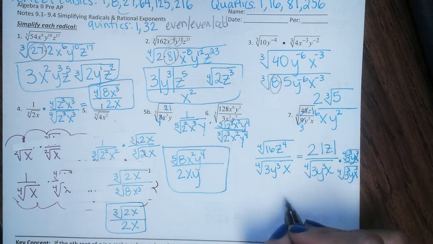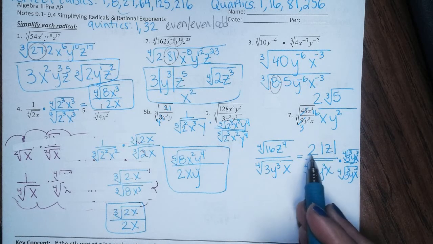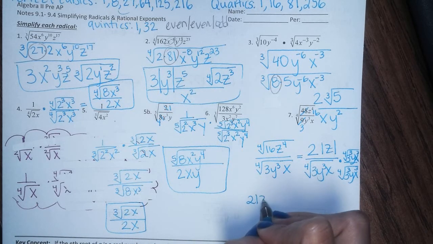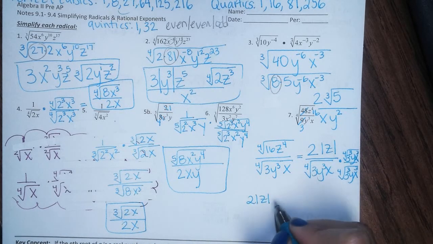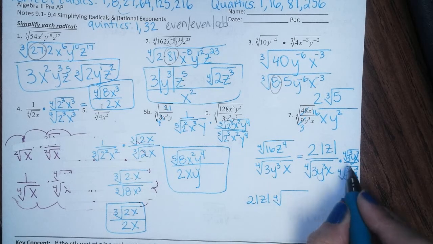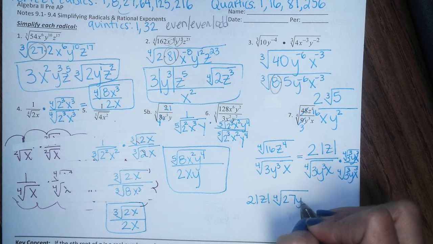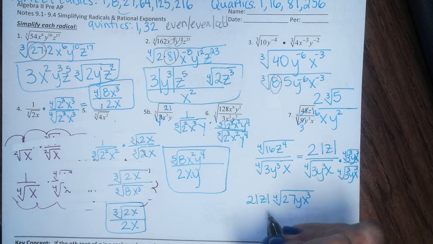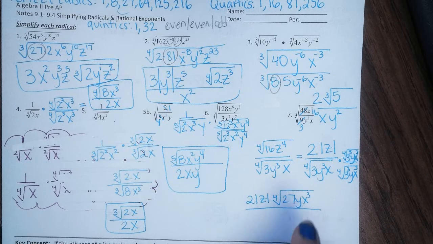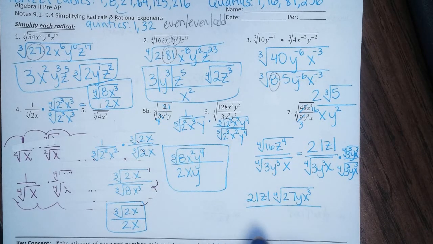So my final answer. On the numerator, I have a 2 absolute value of z times the 4th root of 3 cubed is 27, y, x cubed. I usually put the letters in alphabetical order, but it doesn't matter.